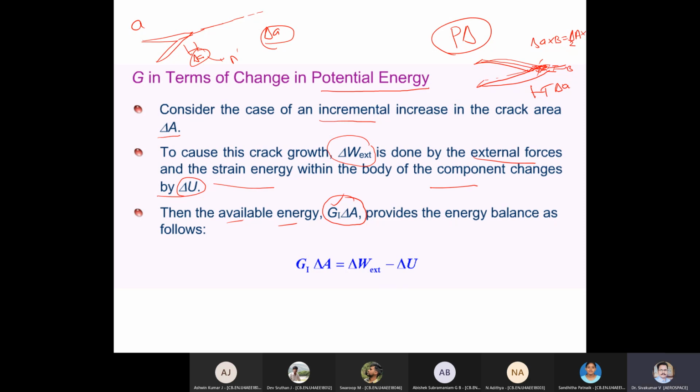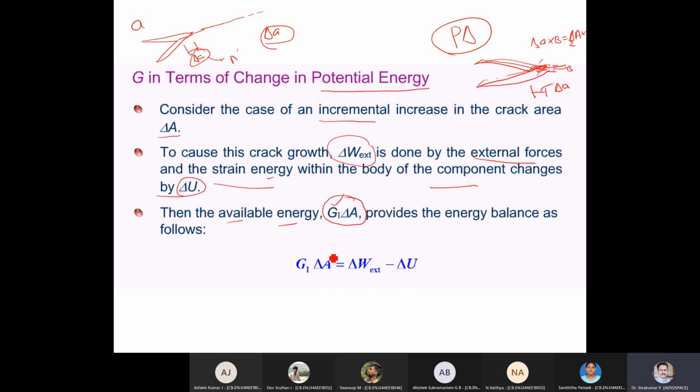So the available energy is G1 into delta A. Okay, this is a rate, so this has to be multiplied with area. This provides the energy balance.